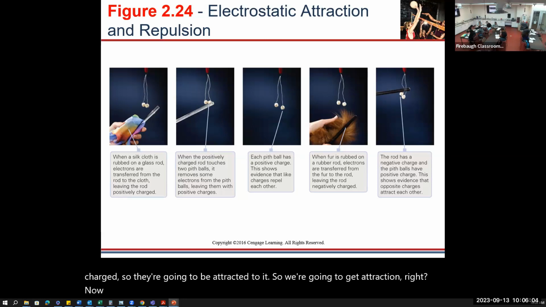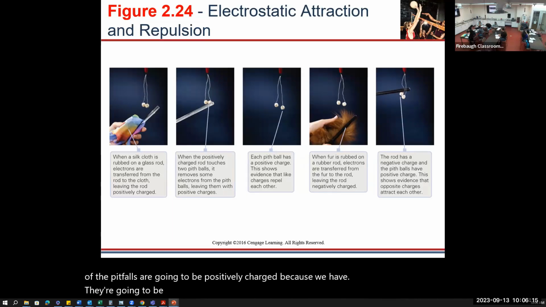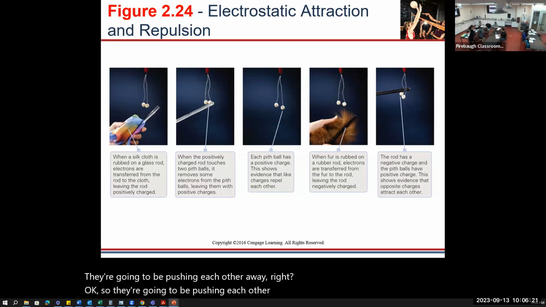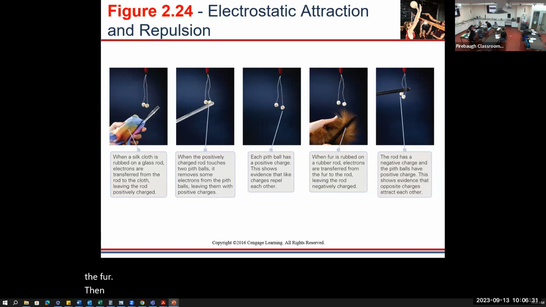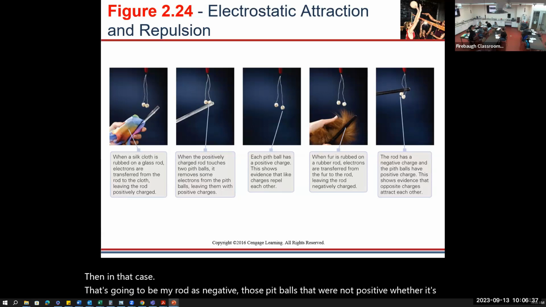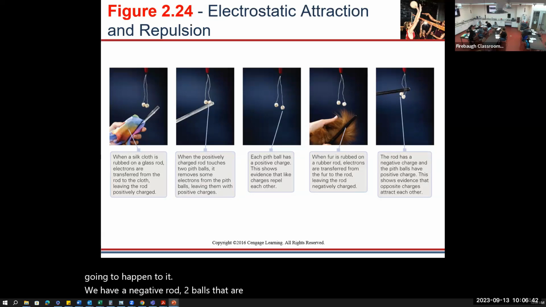Now, after we've touched it, if we have the pith balls next to each other, each of the pith balls is now positively charged, so they're going to be pushing each other away. They're both positively charged. Now, if we do the same thing and rub a rubber rod against a little fur, that's going to leave my rod negative. Those pith balls that are now positive, what is going to happen? We have a negative rod and two balls that are positive. What's going to happen if I stick it between them?